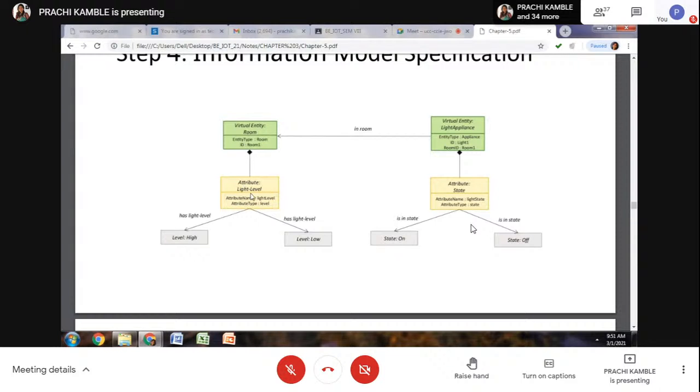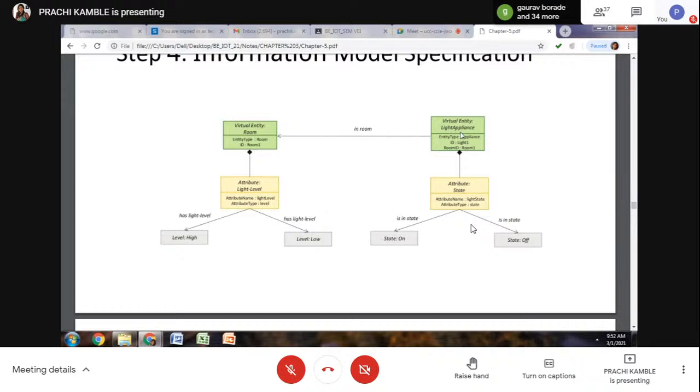Here the attribute is light level. The attribute name is light level, so we can have different attributes such as light, water indication and so on. The current use case we are discussing is related to light intensity detection and controlling. The attribute type is level. We are operating in 2 levels only, level high and level low, which indicates the LED or light is high or low.